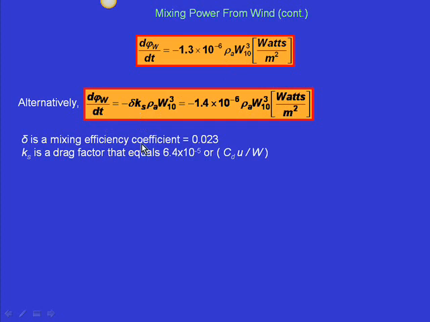Here, this delta is a mixing efficiency coefficient that people have used as 0.023. And this kappa sub s is a drag factor that equals 6.4 times 10 to the minus 5, which equals also the drag coefficient that we used before, and the ratio of the current versus the wind. Do you have any idea what this ratio is? The speed of the current versus the speed of the wind? Any idea from what you've seen in lakes or in the ocean?